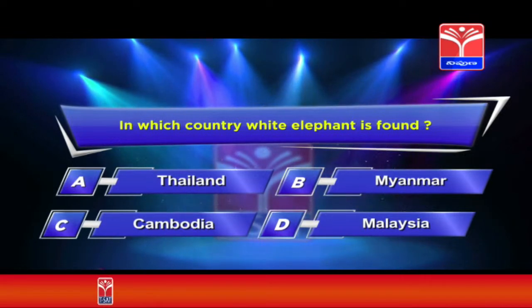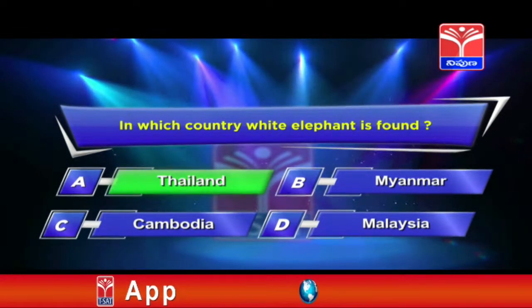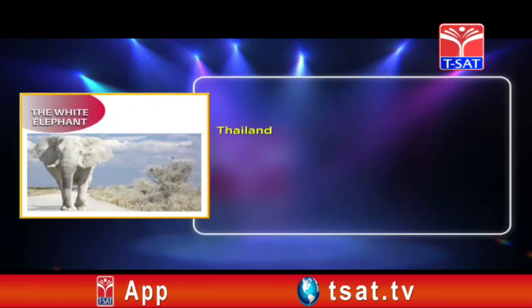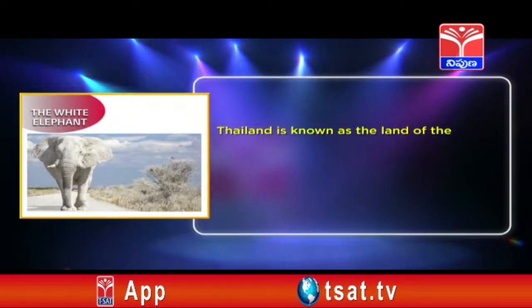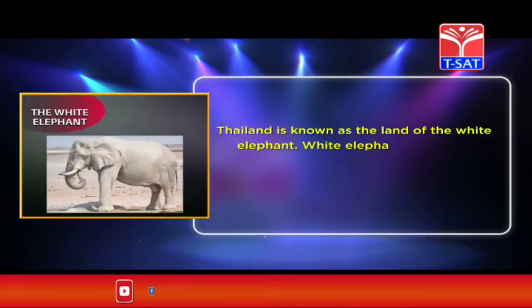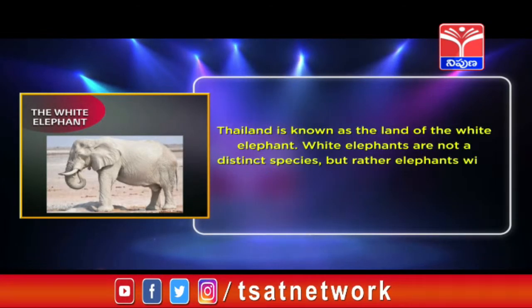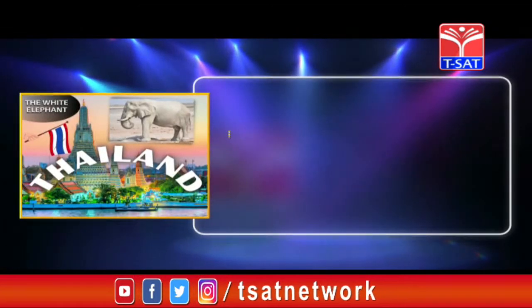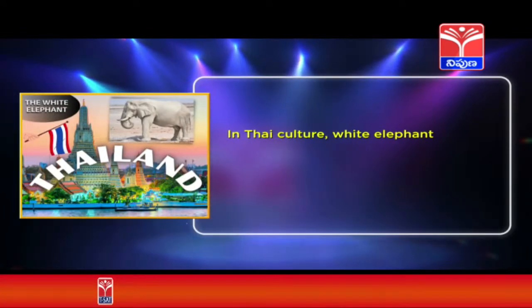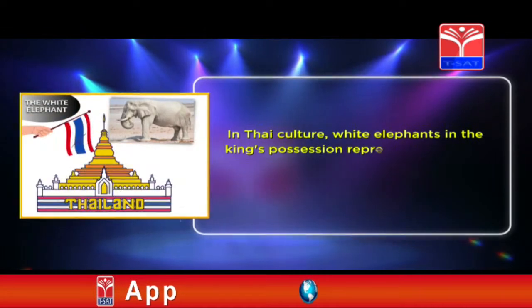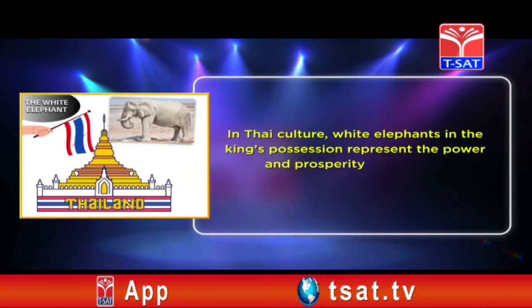The correct answer is option A, Thailand. Thailand is known as the land of the white elephant. White elephants are not a distinct species, but rather elephants with unusually light skin. In Thai culture, white elephants in the king's possession represent the power and prosperity of his reign.